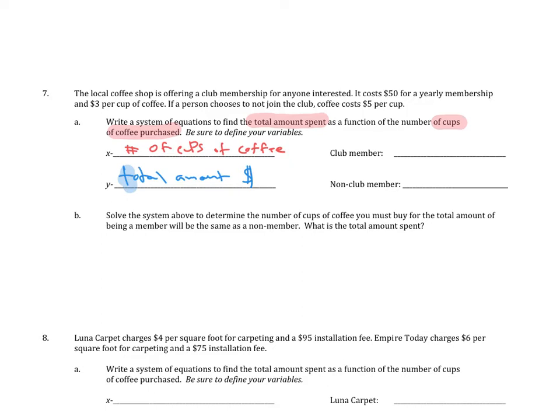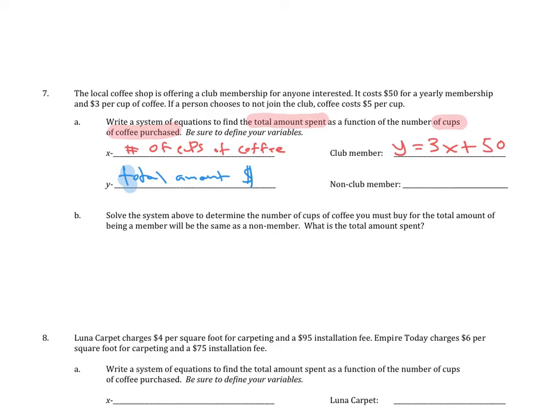and x would be the number of cups of coffee. And so for the club member, our total cost is going to equal $3 per cup of coffee. So that's your slope, right? 3x plus $50 for the yearly membership, so plus 50. You only pay the $50 once, but for the $3 you pay it every time you get a cup of coffee, so that's why that has to be multiplied by x.